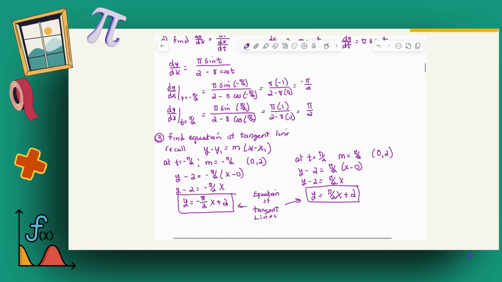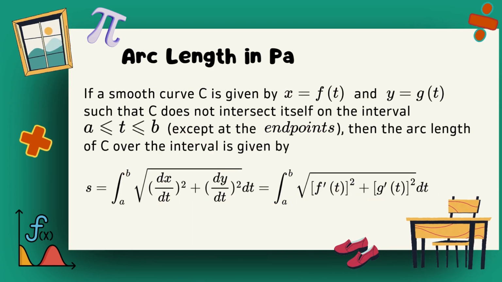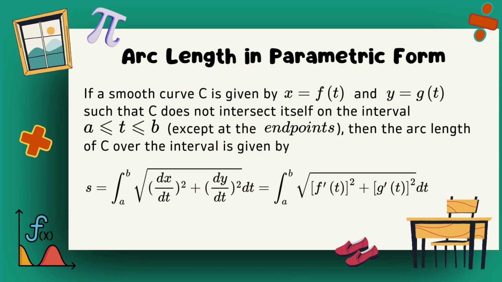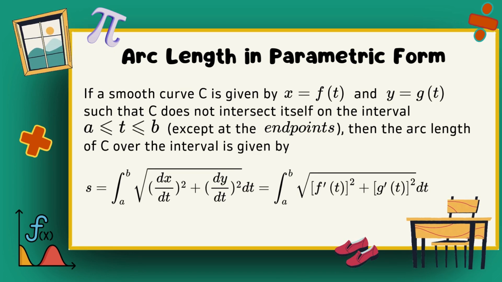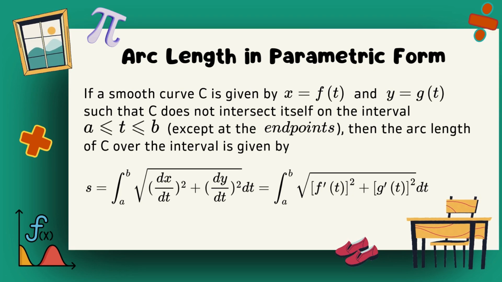Next calculus operation for parametric curves is looking at the arc length in parametric form. So this formula should be very familiar from when we learned arc length earlier in the school year. Arc length is equal to the integral from a to b of the square root of our derivative of x with respect to t squared plus our derivative of y with respect to t squared dt.